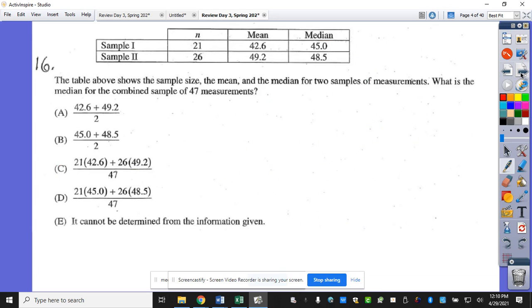Alright, number 16. This one does not require much conversation. You either know this or you don't. I'm not surprised that a lot of people miss this, but once I tell you this, you should know not to do this anymore.